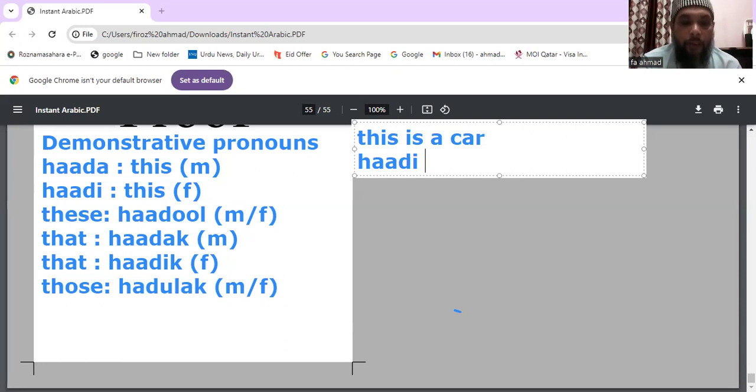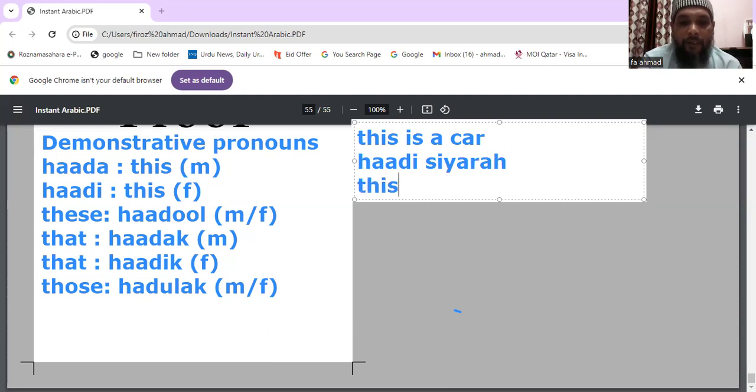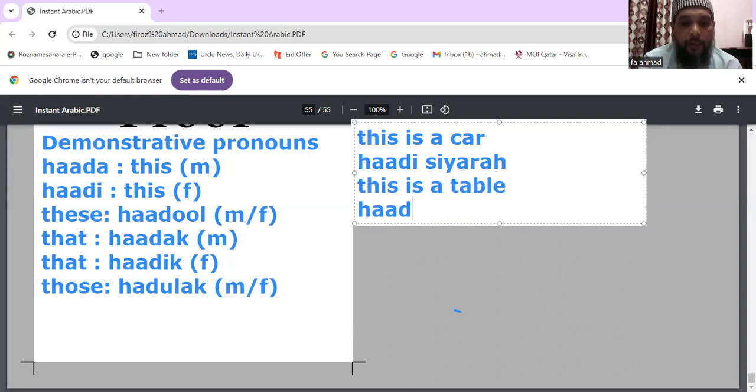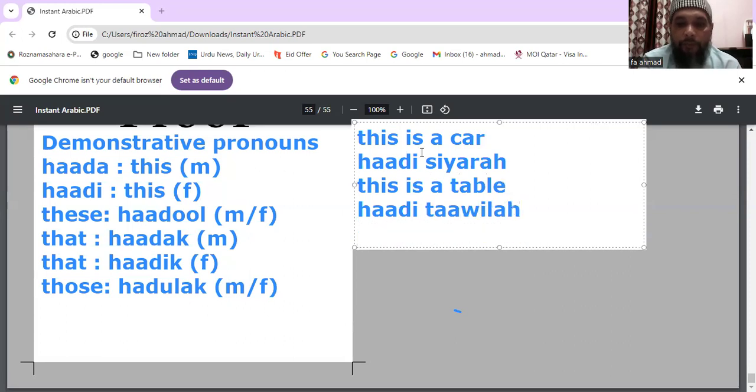Hadi car. So the car word in Arabic is feminine. This is the car. Hadi siyara. Okay, this is the table. Table word is feminine. This is a table. Hadi tawila.